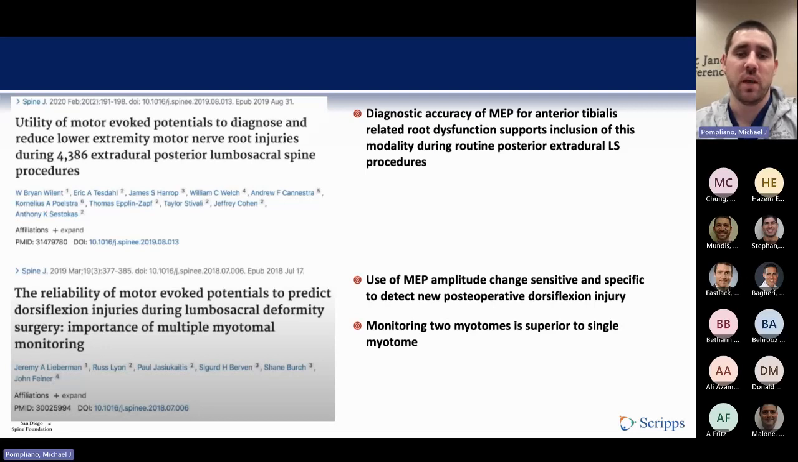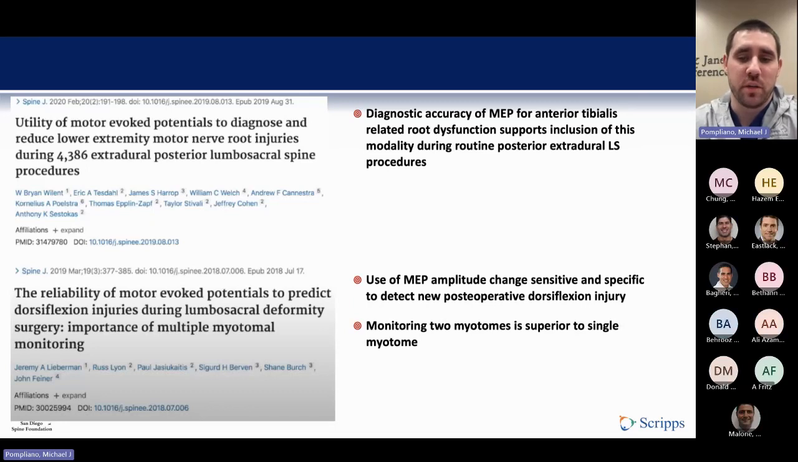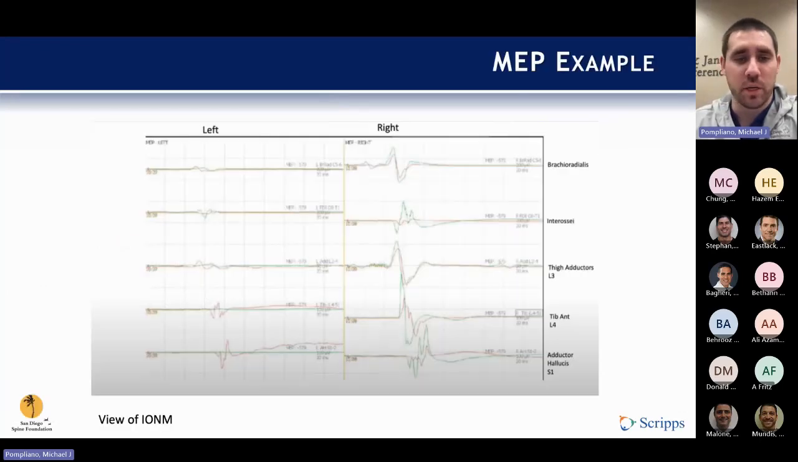So these two studies kind of show the utility of MEP. The first one is the diagnostic accuracy in the anterior tibialis related root dysfunction, supporting its inclusion intraoperatively. And then the bottom one, the MEP amplitude change, sensitive and specific to detect new postoperative dorsiflexion injury. And they found monitoring two myotomes is superior to a single myotome. Again, getting back to the multimodal and redundancy, both in techniques as well as myotomes.